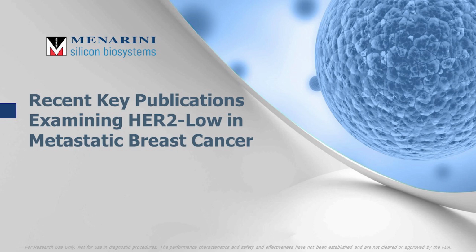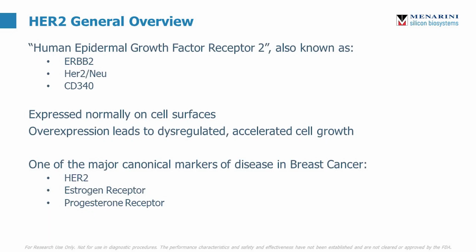Let's look at some recent key publications that have used user-defined markers to study HER2 expression in metastatic breast cancer. As a quick refresher, HER2, or HER2-neu, which is also known by a few other names like ERBB2 and CD340, is typically expressed normally on cell surfaces. However, when it is overexpressed, it can lead to dysregulated, accelerated cell growth.